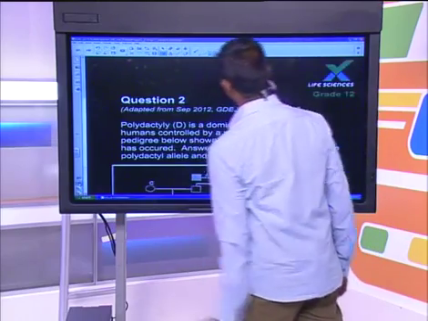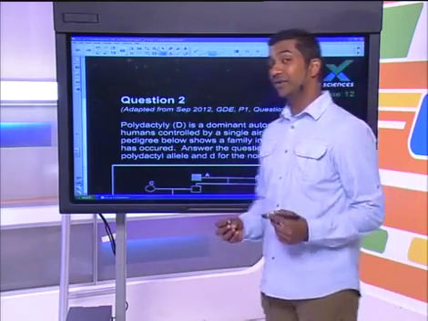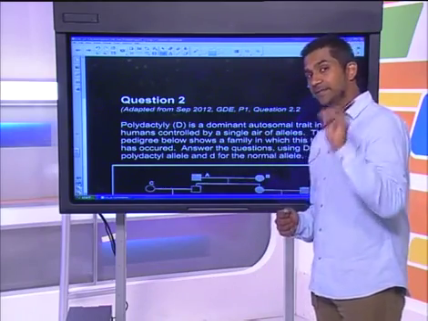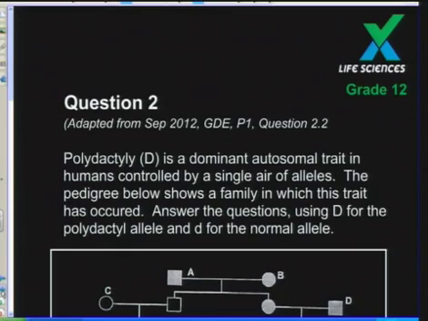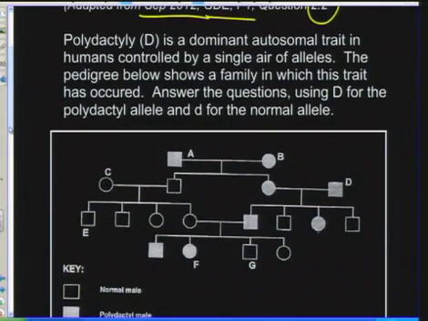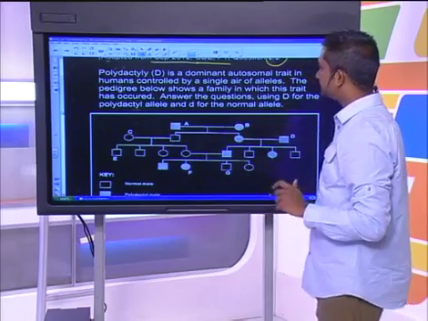Very nice question to revise this section on. Now we're looking at another type of question, also based on genetics. This is obviously representing a pedigree diagram. This is adapted from September 2012. It's a GDE paper, question paper 1, question 2.2. Let's look at the question. We're going to read through again. We're going to highlight important words in this.